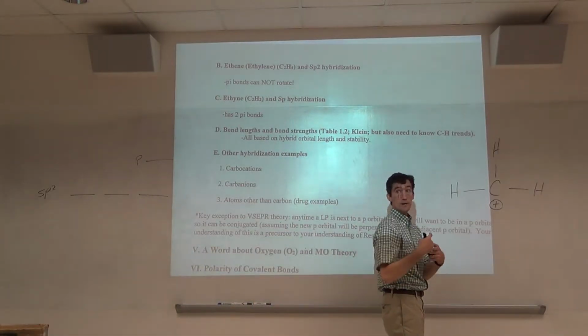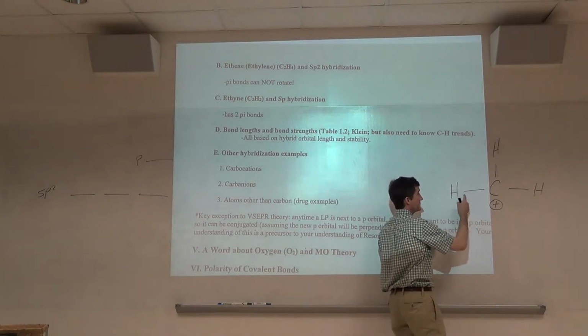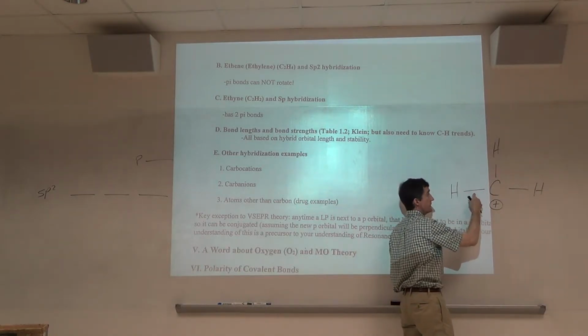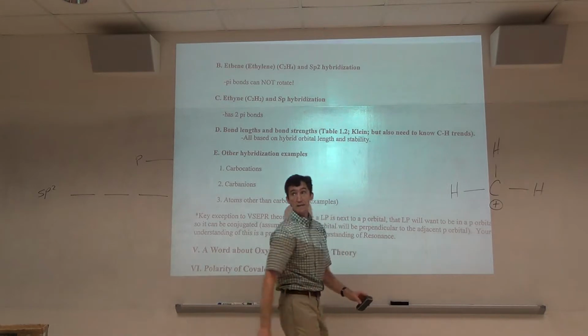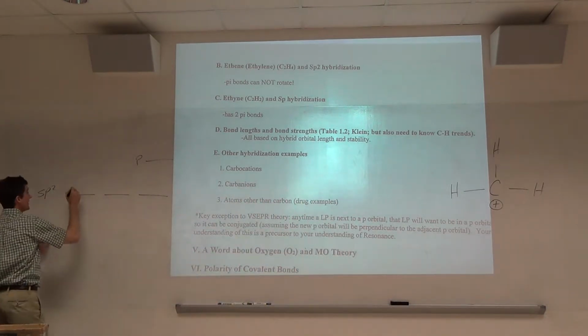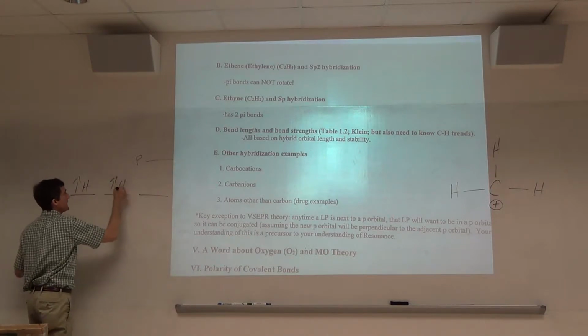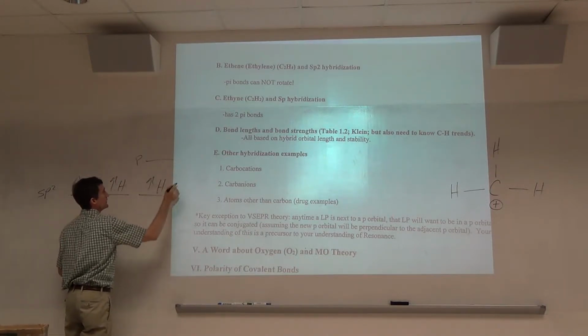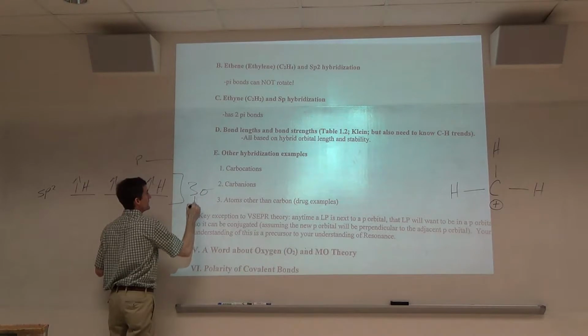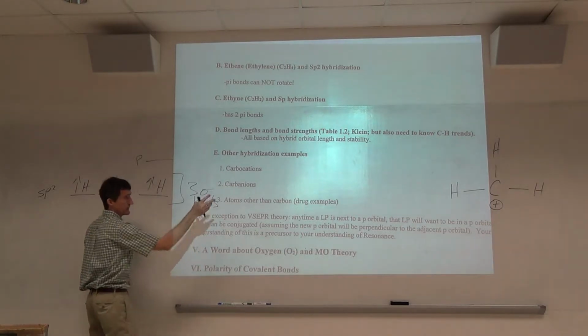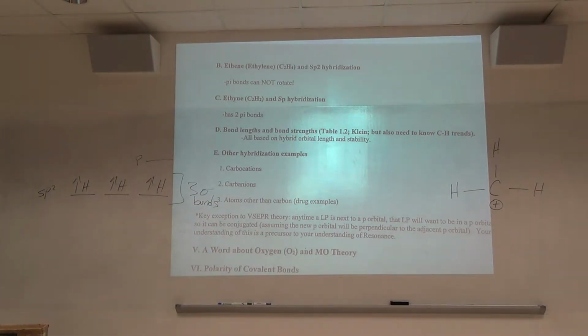And I'm taking you through the process. What type of bonds do you see here? What type of bond is this? 3 sigma bonds to H. Single bonds or sigma bonds? Here we go. Sigma bond to H, sigma bond to H, sigma bond to H. 3 sigma bonds. That's what I see here. That's it. We're done. There's your so-called graph.